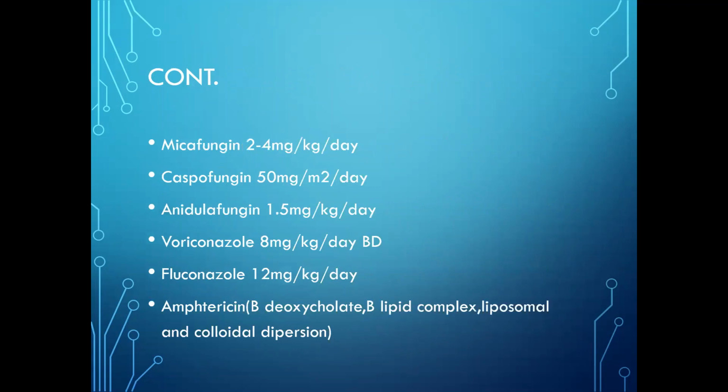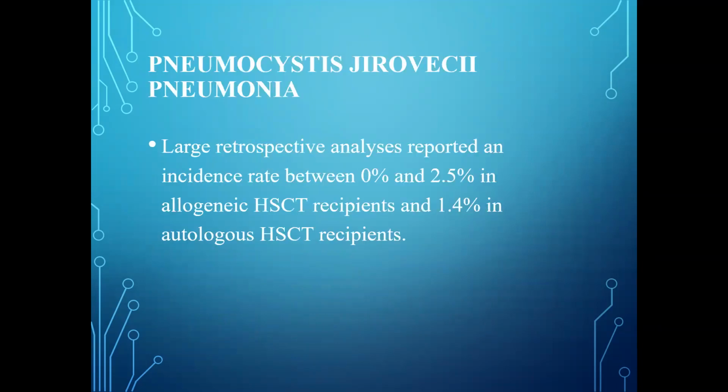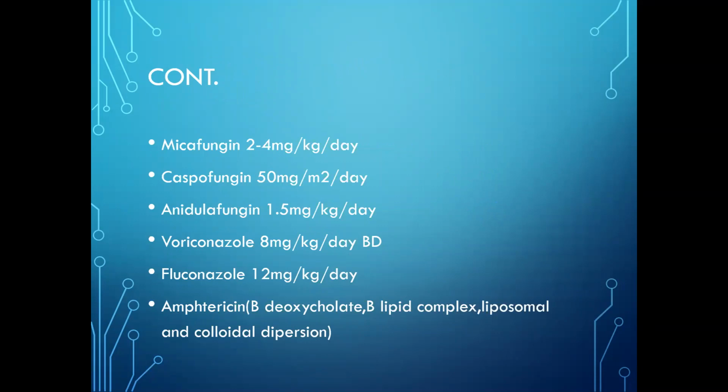That is the voriconazole and fluconazole doses: voriconazole 8 mg per kg per day, and fluconazole 12 mg per kg per day. Amphotericin B lipid complex and liposomal preparations. Micafungin has 2 to 4 mg per kg per day, and caspofungin 50 mg per meter square per day.